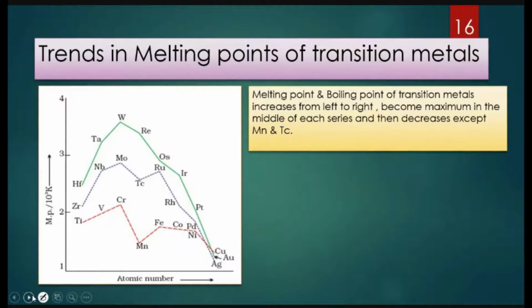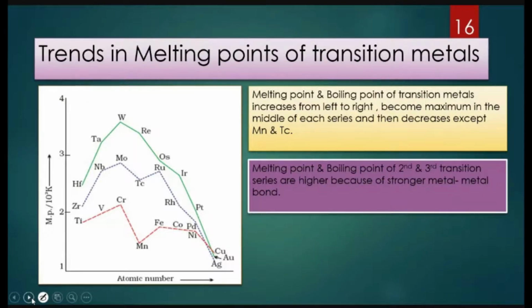In other words, manganese and technetium have low melting points because both have a larger number of unpaired electrons, but remember these electrons do not get delocalized. That means they cannot move freely, because of which they cannot form strong metal bonds. When they fail to form strong metal bonds, it is easier to break the bond which exists between the atoms. That is why we see a dip or a decrease in the melting points of technetium and manganese.